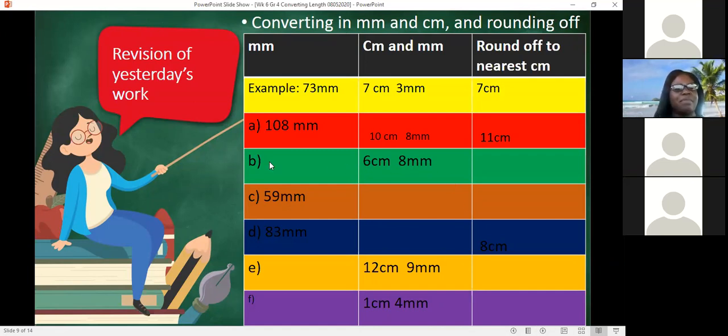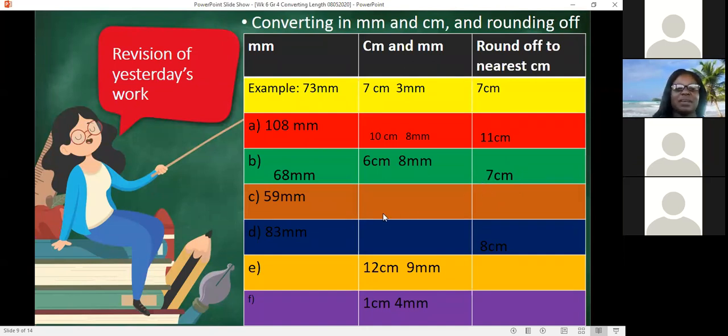Now let's look at number B. We are given the centimeters and millimeters, but we are not given the millimeters. So what are the missing millimeters? Well done, Zoe. You said 68 millimeters, and Rarak also well done. I'm actually on the charts, guys. I'm not unmuting anyone now. Well done, Joda. You said it's 68 millimeters. And then the answer for rounding off there is 7 centimeters. Well done. I see Zoe had already said it.